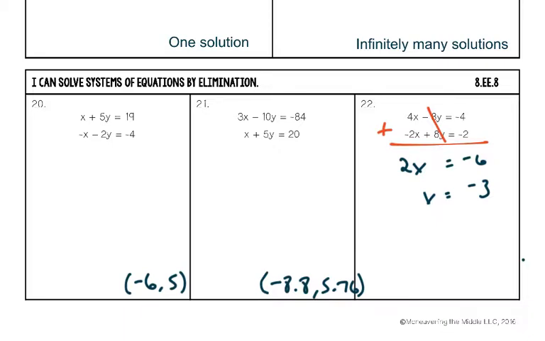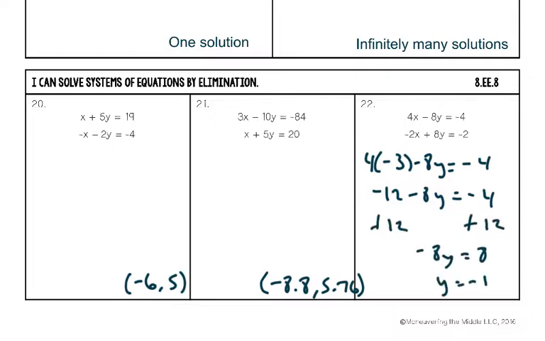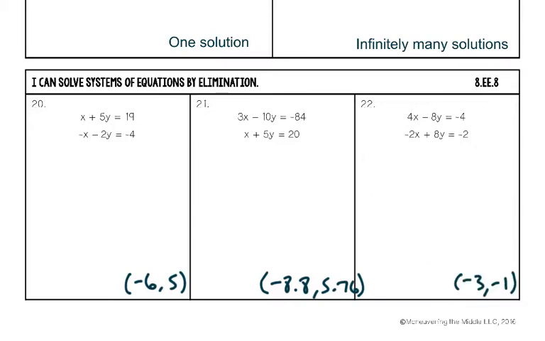I need to solve for y now. When I do that, I just substitute in the value of x equals negative 3 into either one of these equations, and then I solve and simplify. So your first step, then you need to add 12 to both sides. You end up with y equals negative 1. So your solution would be negative 3, negative 1.